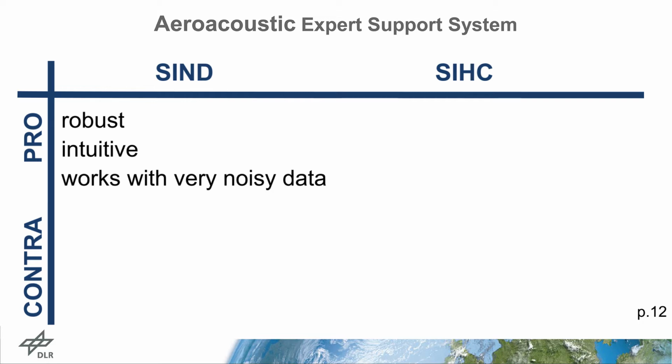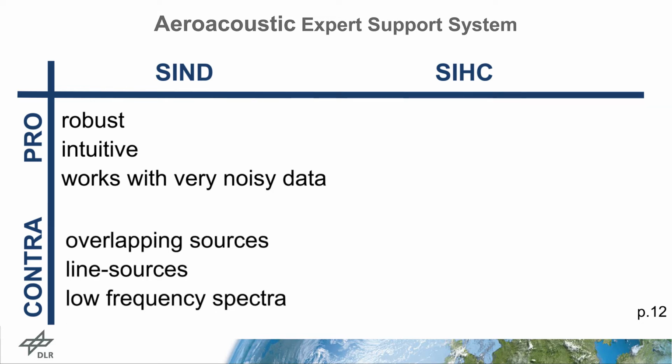SINT works really well with lots of noise, so you can use large Welch FFT block sizes, which results in less averaging and normally in more noise in the source map, but you can also obtain really high resolution spectra. Unfortunately, it can't handle overlapping sources well.